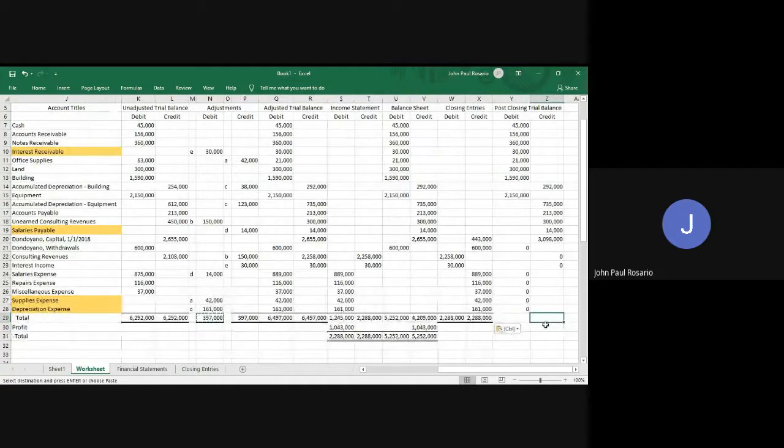So what happens then is this. It's still balanced. And this will now form part of your post-closing trial balance. Meaning, what's inside your post-closing trial balance are your balance sheet accounts only. Withdrawals is not part of your balance sheet accounts; it's part of your statement of equity accounts. So only balance sheet accounts are in the post-closing trial balance.